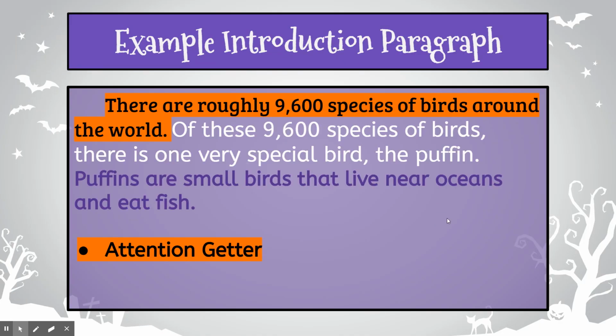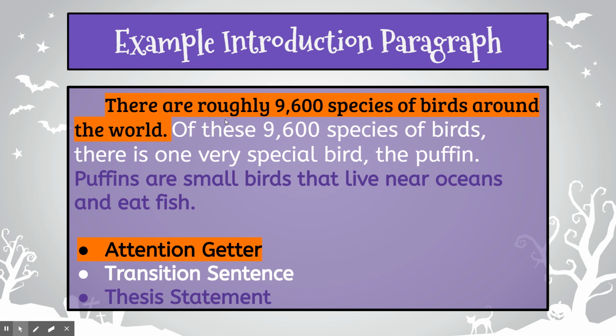Okay, so all put together, this is what it looks like. "There are roughly 9,600 species of birds around the world. Of these 9,600 species of birds, there is only one very special bird, the puffin. Puffins are small birds that live near oceans and eat fish." So you can see I color coded it for you. Attention getter in orange, transition sentence in white, thesis statement in purple. And that is how you write an introduction paragraph, you guys. And yes, it is short and sweet. It's 3 to maybe 4 or 5 sentences, but you have a sentence for each one of your attention getter, transition sentence, thesis statement, and you are done and good to go.